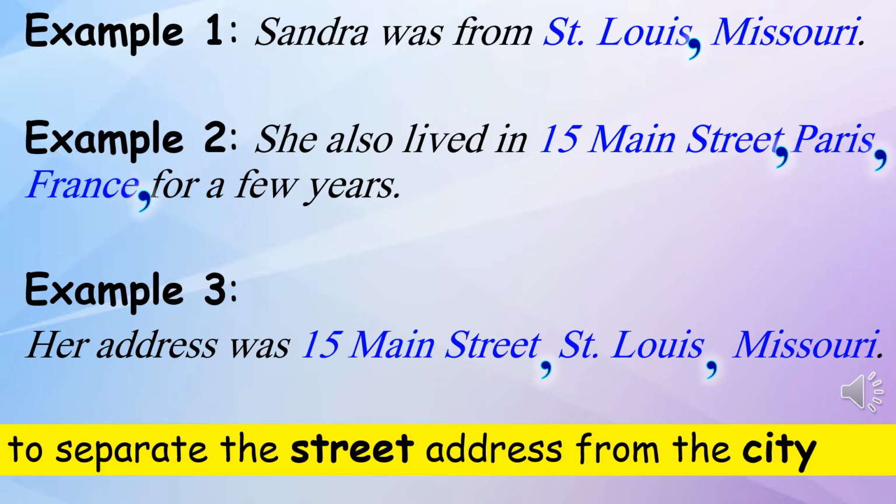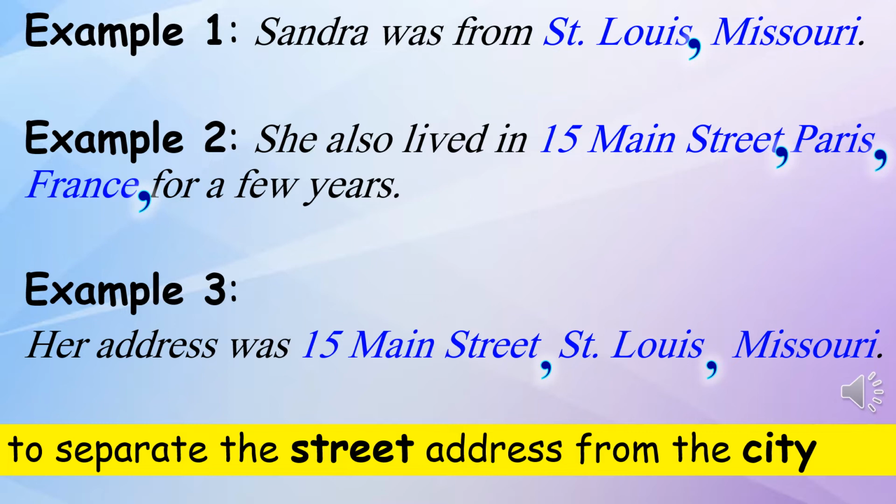Let us look at a few examples to understand the usage of comma better in addresses. Example 1. Sandra was from St. Louis, Missouri. In this sentence, we use a comma to separate St. Louis, which is a city, and the state, which is Missouri.